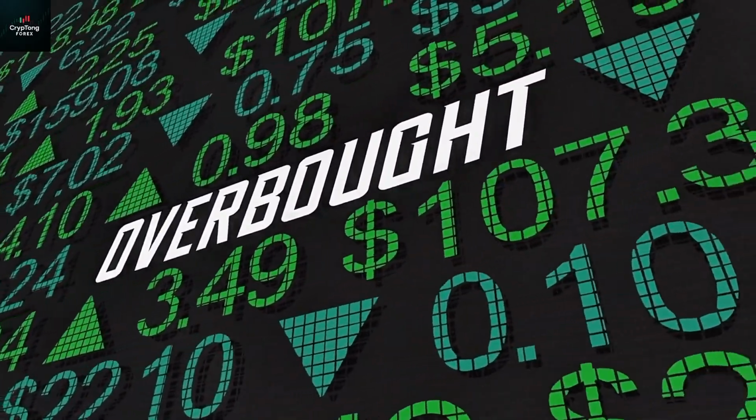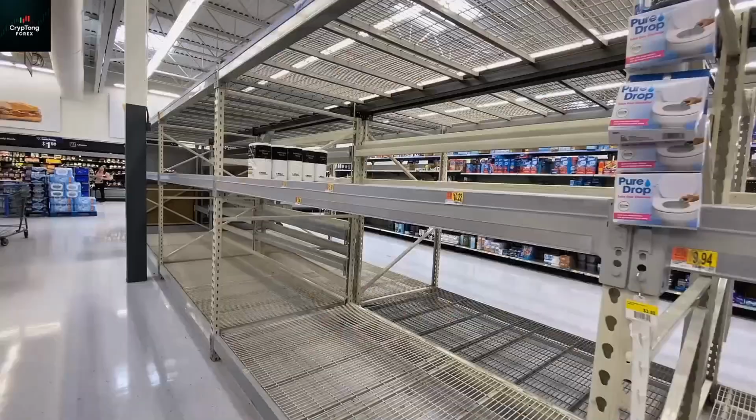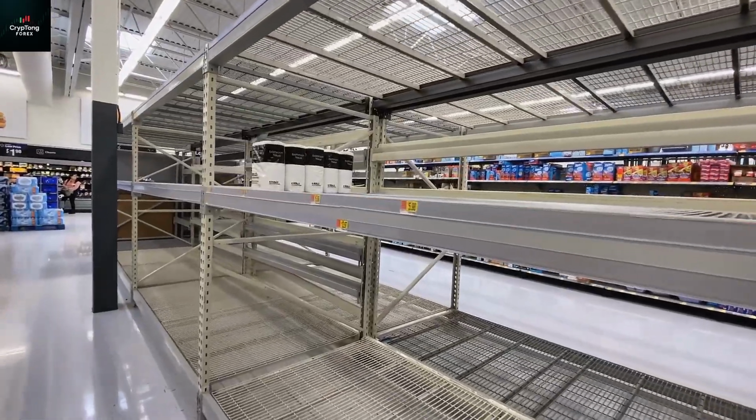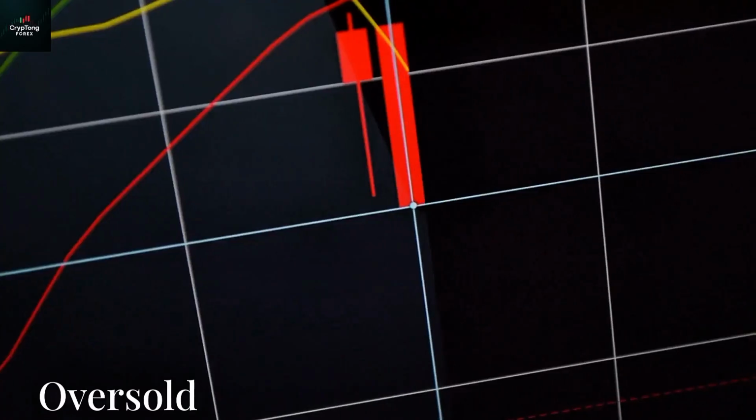Next is overbought. Imagine if everyone suddenly wants to buy the same chocolates, the price shoots up, but eventually there's no one left to buy them. That's overbought. It means prices might be too high and could fall soon.